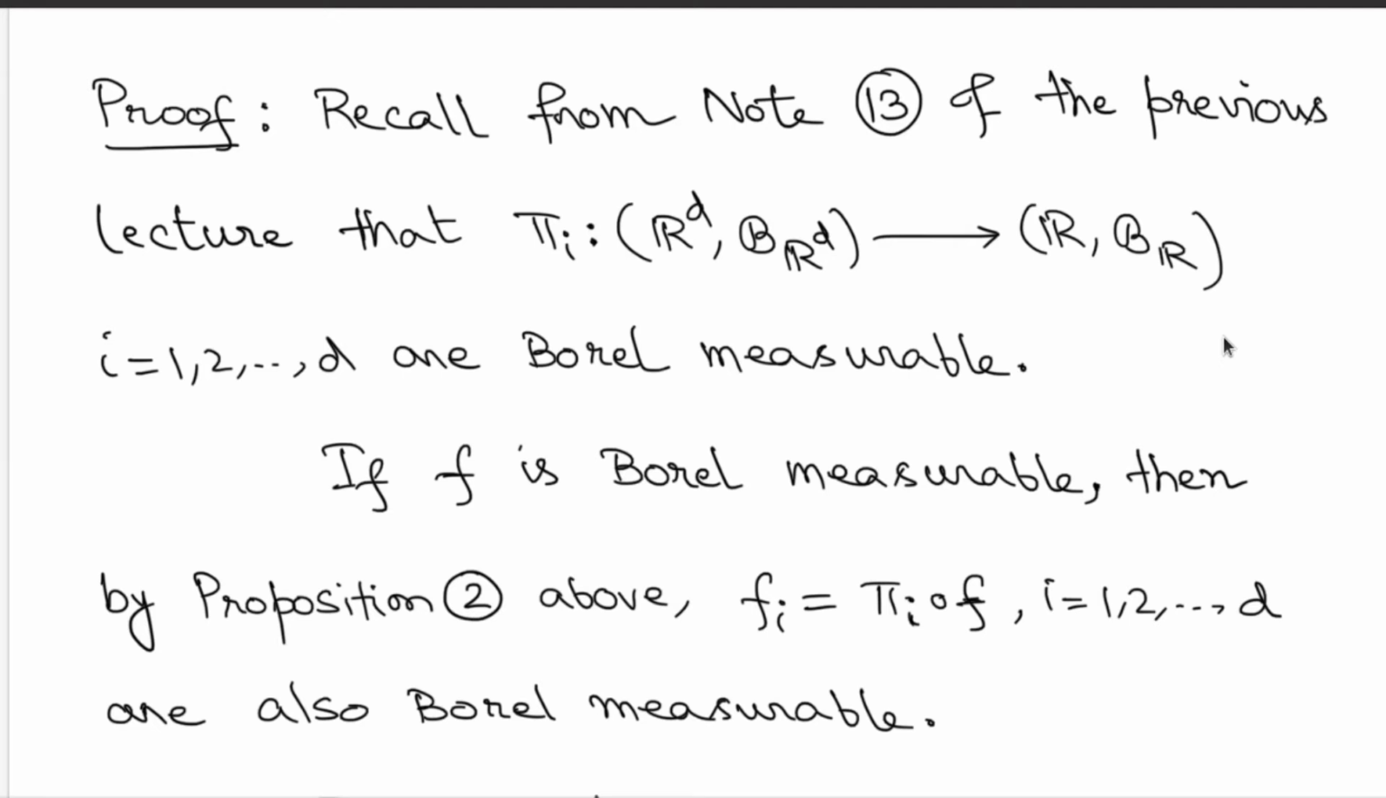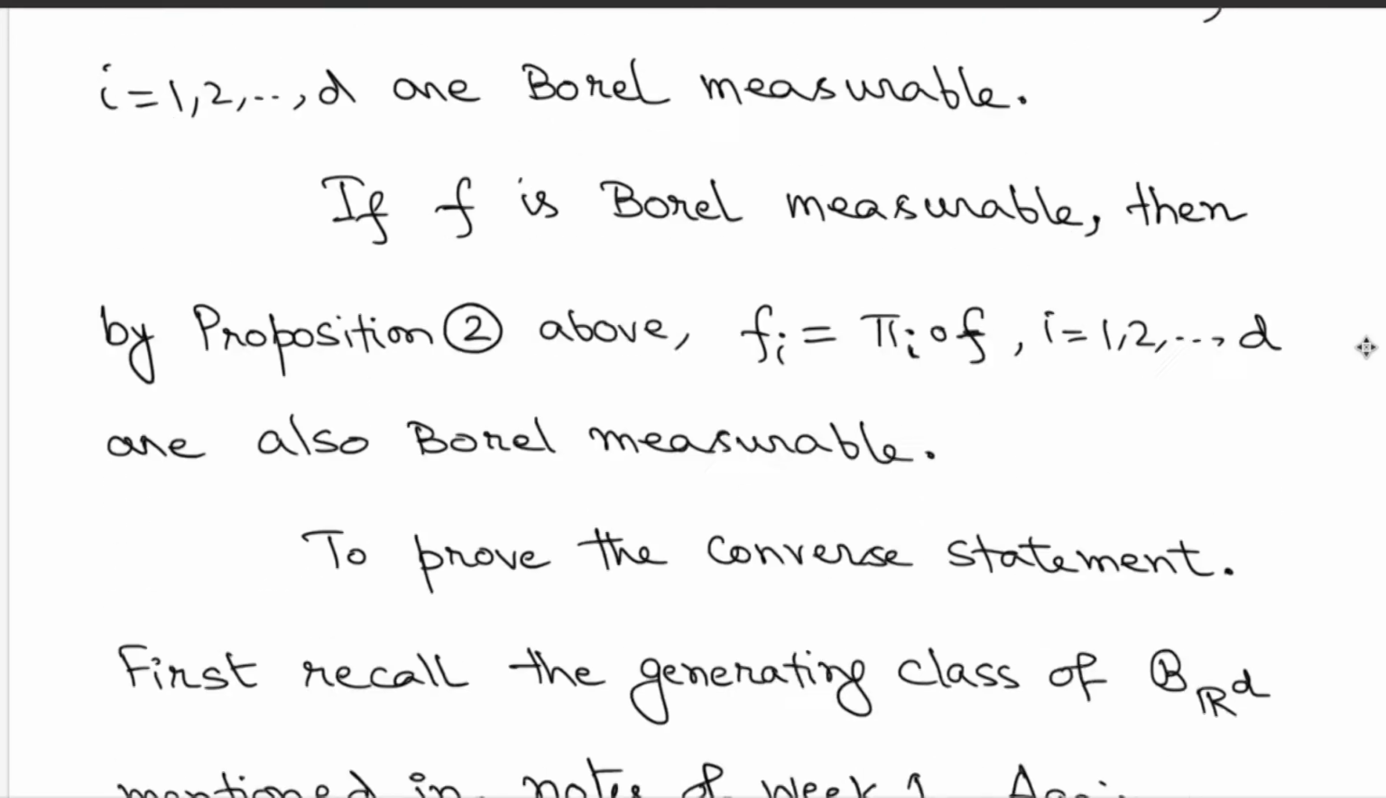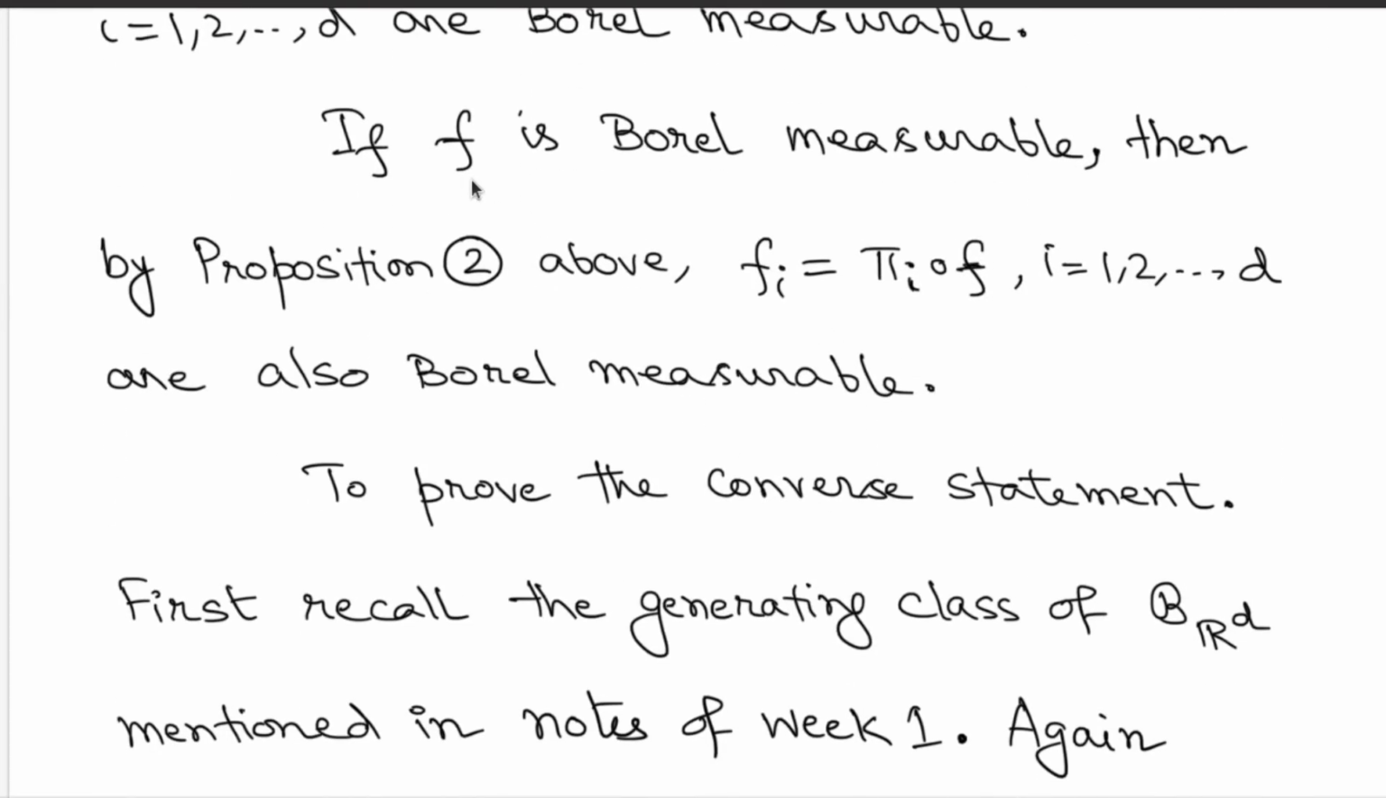Now we are going to use those two things together. One is about the pre-image of generating sets. The second thing that we are going to use are these coordinate projection maps pi i. So how do you proceed? Start with Borel measurability of the function f, which is from omega taking values in R^d. Then the component functions can be obtained as a composition of the projection maps with the actual function f. So this is pi i composed with f. You can easily check this.